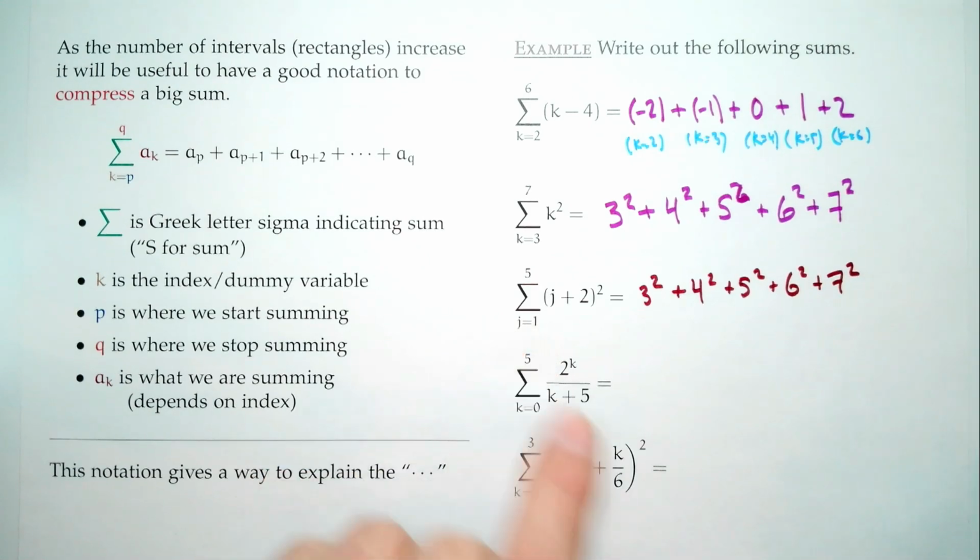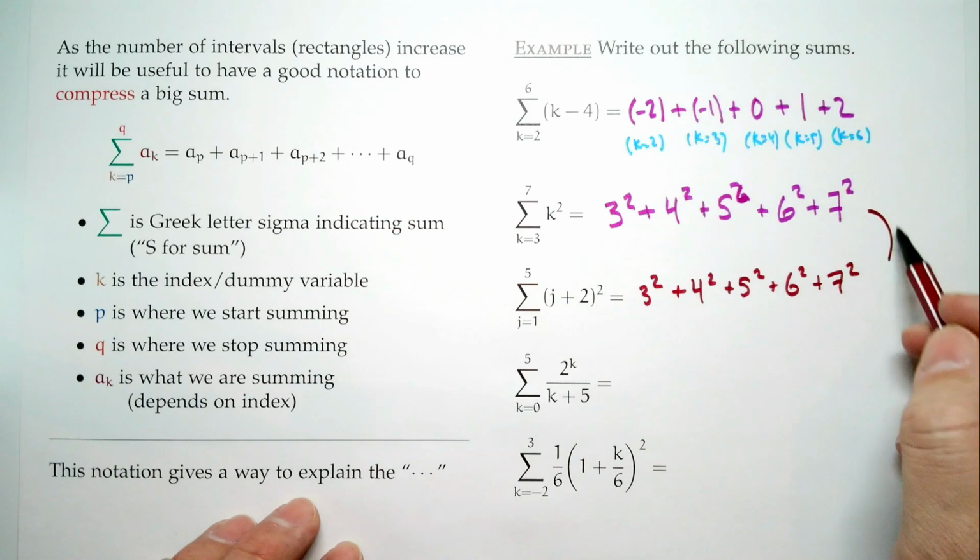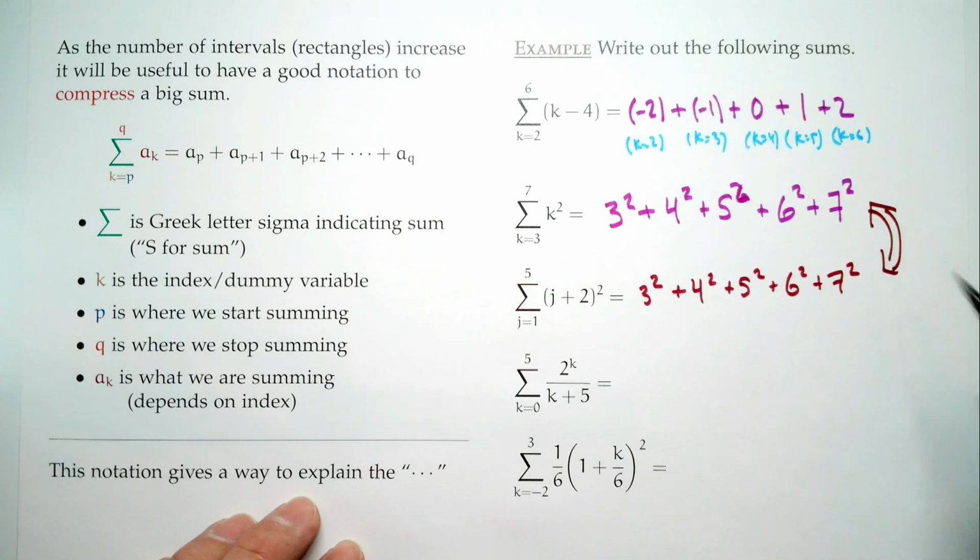And then stop. Now let's pause for a second and say, wait a second. These are the same. Whoa. Does that mean it's possible to write the same sum in different ways? And the answer is yes. Yes, it is possible.